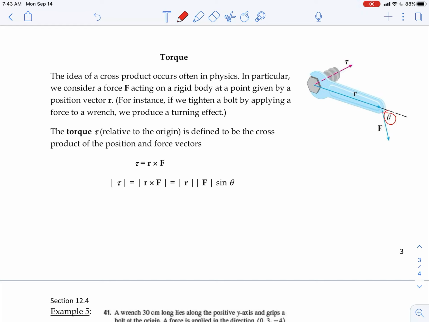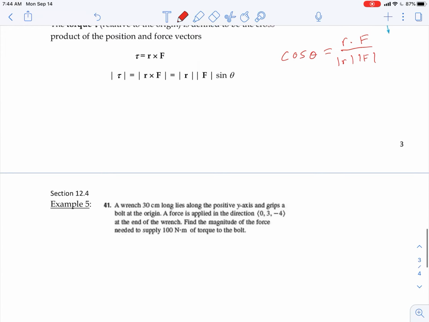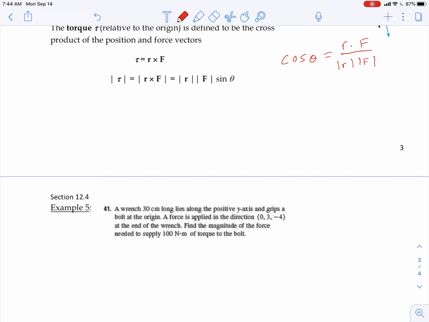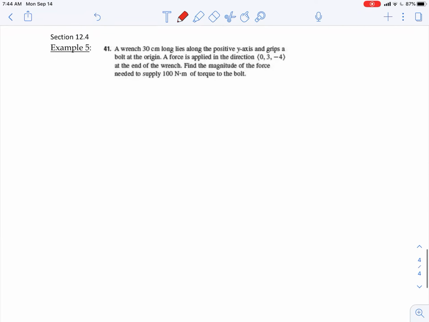All right, and now in order to find the angle between two vectors, so here r and F, more than likely what we're going to have to do is go back to finding that theta, which again was cosine theta is equal to the dot product of r and F divided by the magnitude of r times the magnitude of F. And then take the inverse cosine, and then we're able to find theta. Okay. And then again, in this formula, we're using sine of theta, so still that same angle.